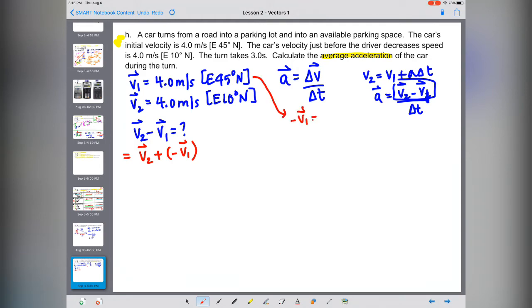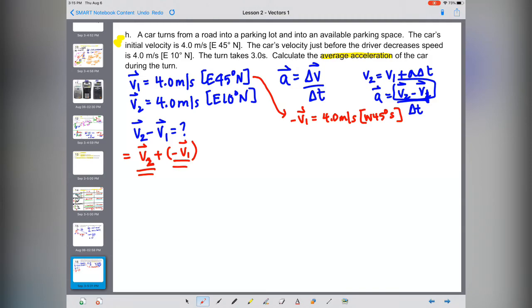Negative V1 becomes the same value, so 4, but this time instead of east 45 north, it's west 45 south. That's the opposite. You just swap east north to west south. Do you see how it's going southwest now? All right, then I follow the same triangle rules that we've been doing. We draw the first vector, adding, and then we draw the second vector.